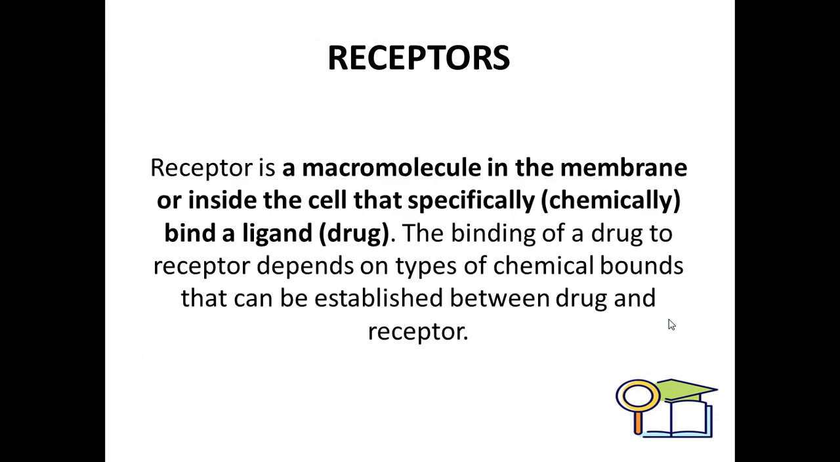Today our topic of discussion is receptors. What are receptors, what are their functions, and what are the different strategies and types of receptors? First of all, a receptor is a macromolecule in the membrane or inside the cell that specifically and chemically binds a ligand or a drug. The binding of a drug to a receptor depends on the types of chemical bonds that can be established between the drug and the receptor.